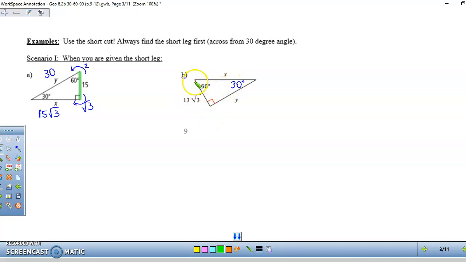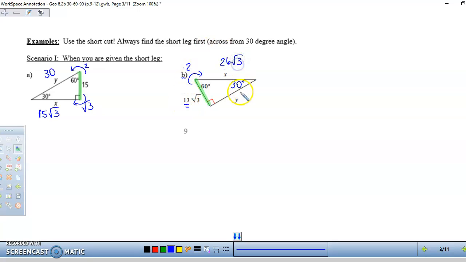But the short leg here is going to be across from the 30-degree angle. The hypotenuse is across from the right angle, so times 2. So this one's a little more difficult. 13 root 3, when you multiply by 2, you just multiply the outside number, the whole number. So 13 times 2 is going to be 26, and then you just copy the root 3.